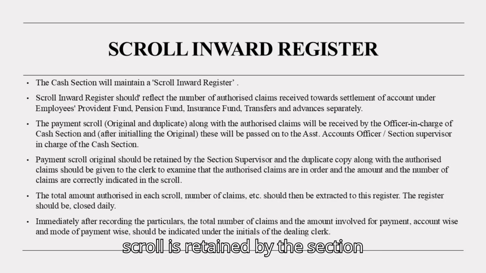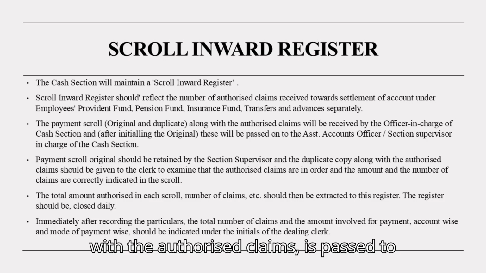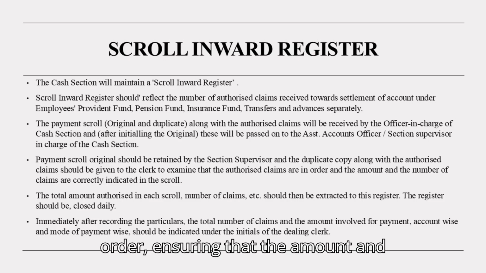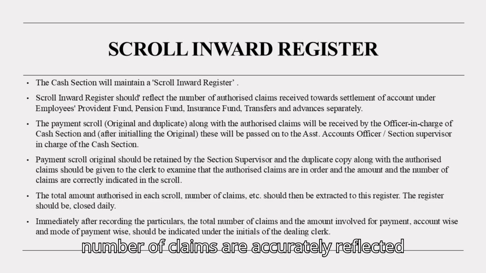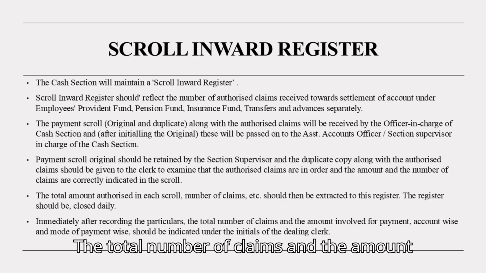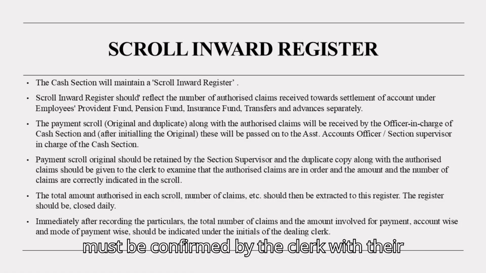The original scroll is retained by the Section Supervisor, while the duplicate, along with the authorized claims, is passed to the clerk for verification. The clerk checks that the claims are in order, ensuring that the amount and number of claims are accurately reflected in the scroll. These details are then recorded in the scroll inward register, which is closed daily.